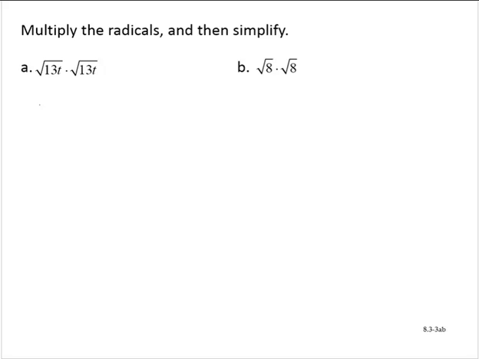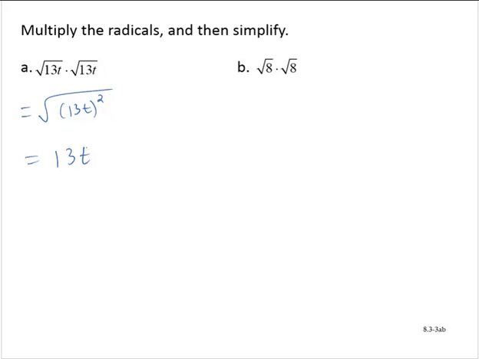Multiply the radicals, and then simplify. So here we have the square root of 13t times the square root of 13t. Notice that these are the same, right? Both of those radicands, the parts underneath the radical, are exactly the same. And so this is equivalently the square root of 13t squared, and that's just 13t.